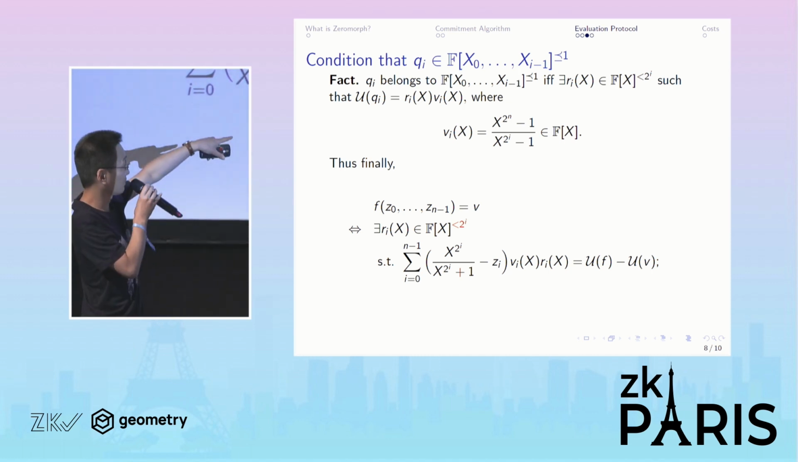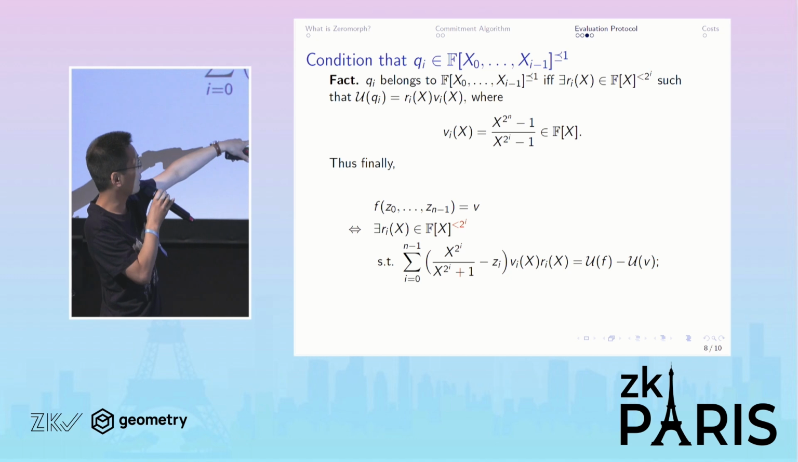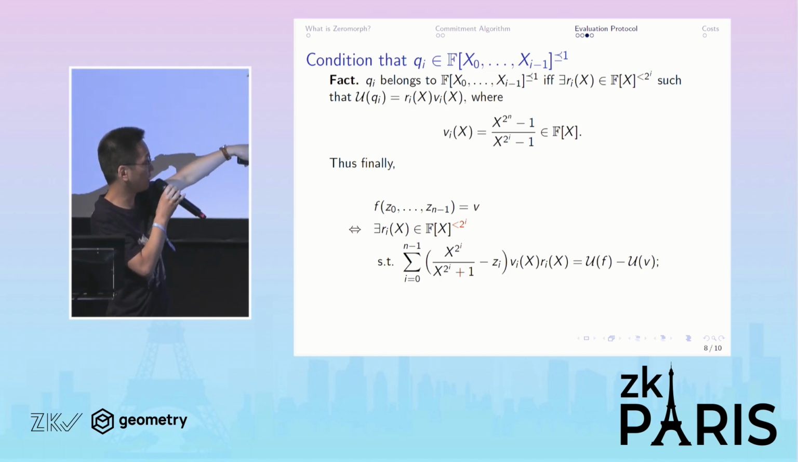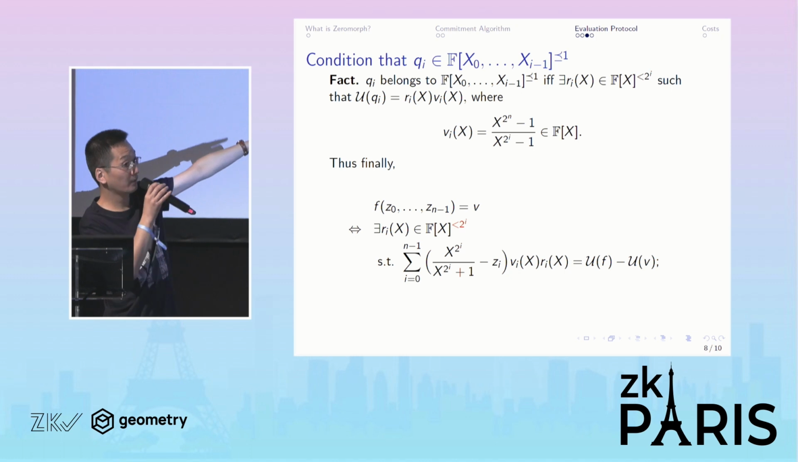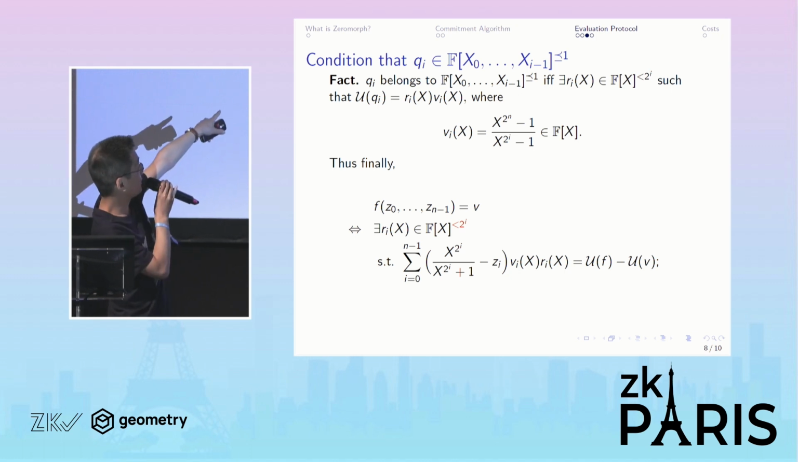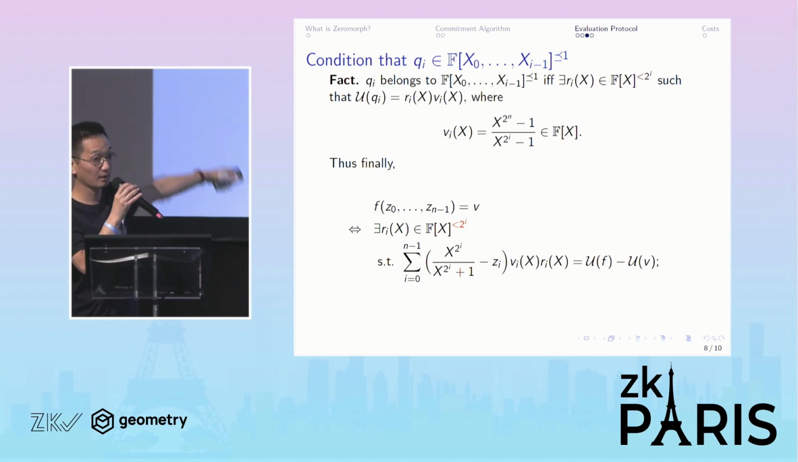Now, if you have a commitment, it goes like this. The prover computes and commits to R_i, and the verifier and prover engage in the univariate evaluation protocol and evaluate both sides at a random point. Then the verifier and prover engage in the degree check protocol to make sure that R_i has a bounded degree.